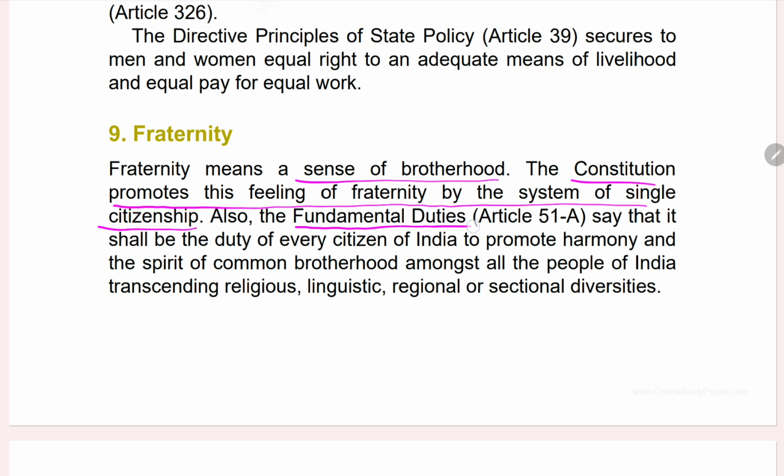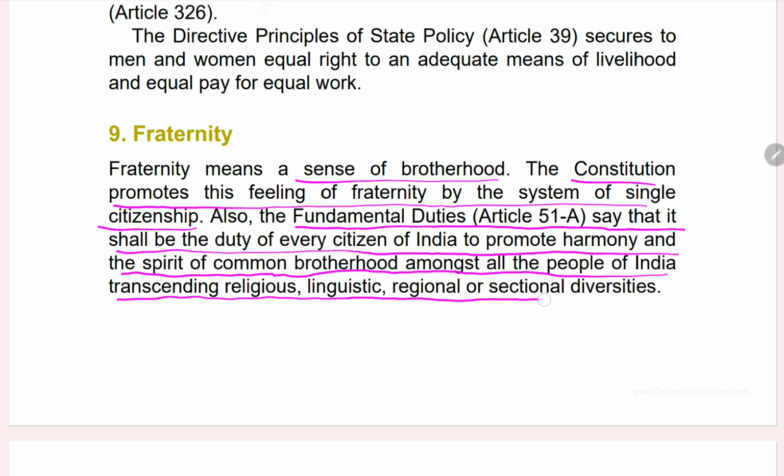Also the fundamental duties, Article 51A, say that it shall be the duty of every citizen of India to promote harmony and the spirit of common brotherhood amongst all the people of India, transcending religious, linguistic, regional or sectional diversities. So fraternity means brotherhood. And when we promote this concept of brotherhood in fundamental duties, we talk about it, and also in the preamble it has been mentioned to promote the idea of fraternity.